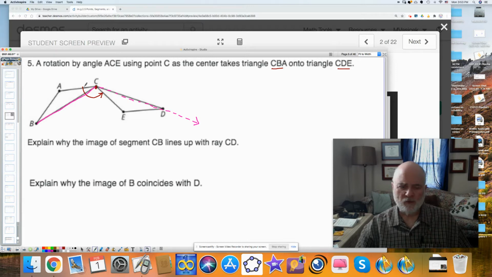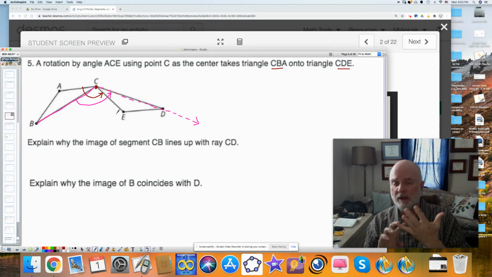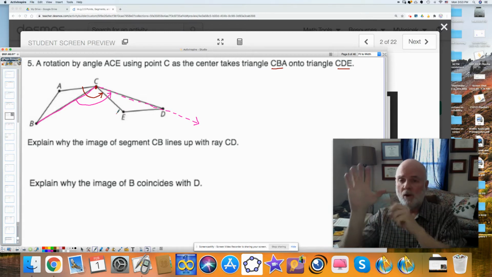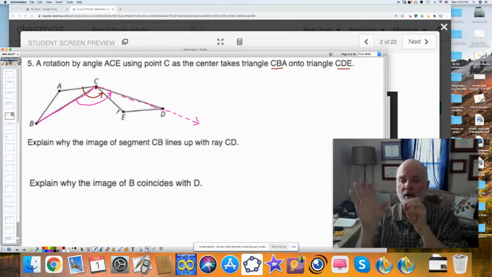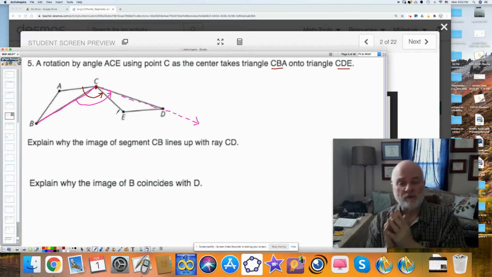And if I rotate this by angle ACE around point C, that means that I'm rotating this by the same degrees. And we know that a rigid transformation is either a translation, a reflection, or a rotation. And a rigid transformation takes lines to lines, segments to segments of the same length, and angles to angles of the same measure. So this will guarantee that point B will be on this ray because it has to be at the same angle measure as the original.